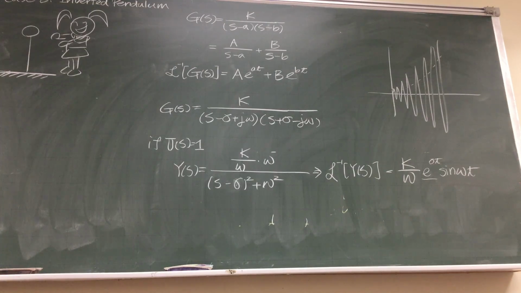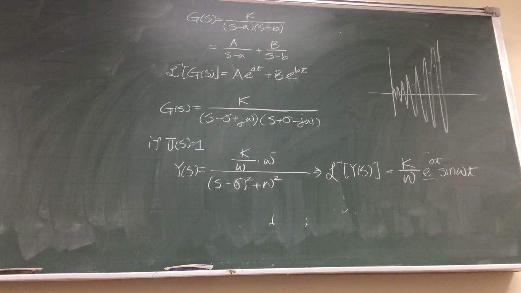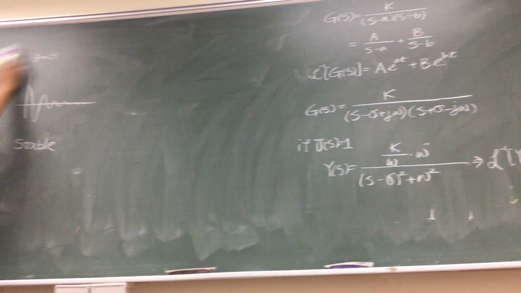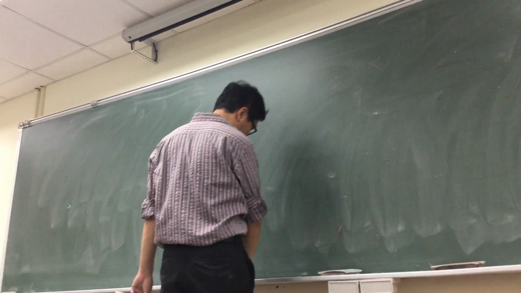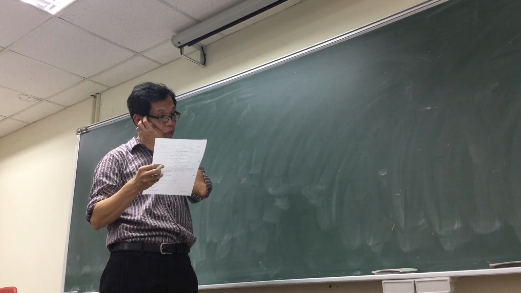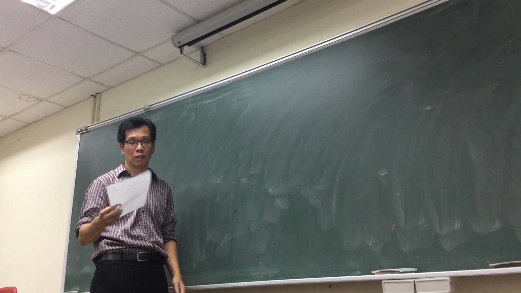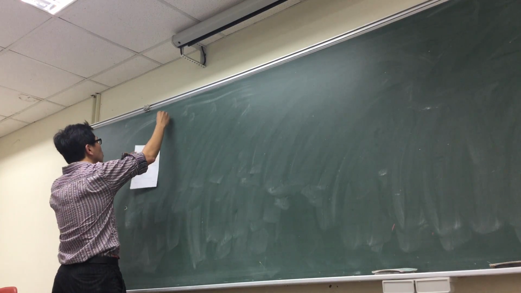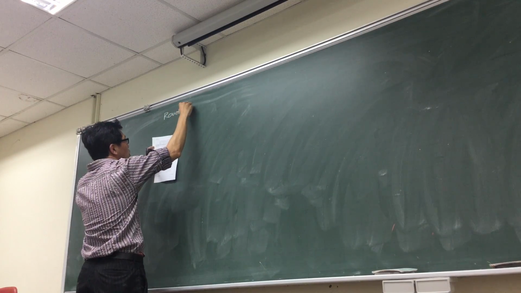Okay. Since I know my system is going to be unstable when I have poles in the positive or right hand side of the S domain, how am I going to detect those kind of things? Is there any way that helps us to detect those easily? Yes, we do. We have one thing called roots.